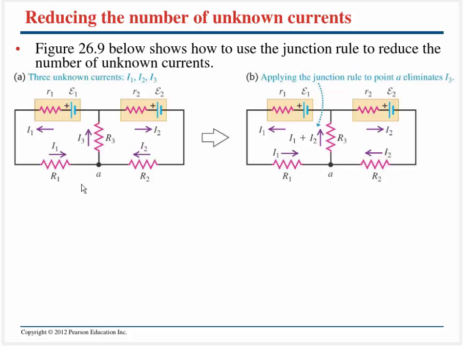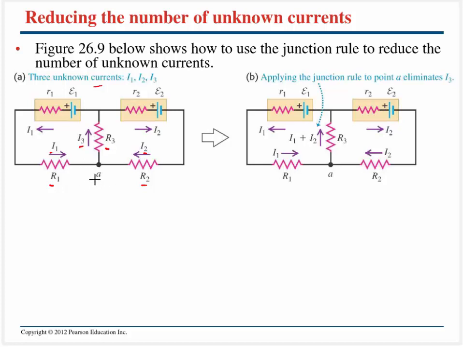What we use the junction rule for is really to reduce the number of unknown currents. So if you take a look at this circuit right here, we have some potential sources and we have 3 resistors. Each of these resistors is going to have a current associated with them, so R1, R2, and R3 have I1, I2, and I3 associated with them. So we have essentially 3 unknowns.